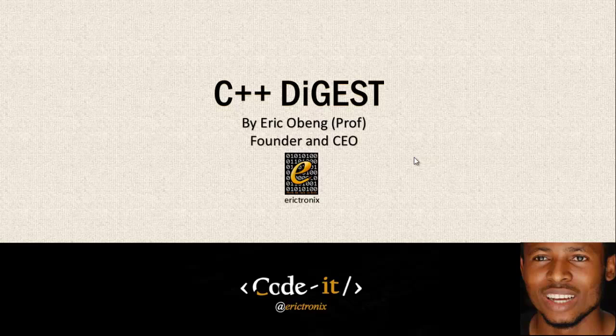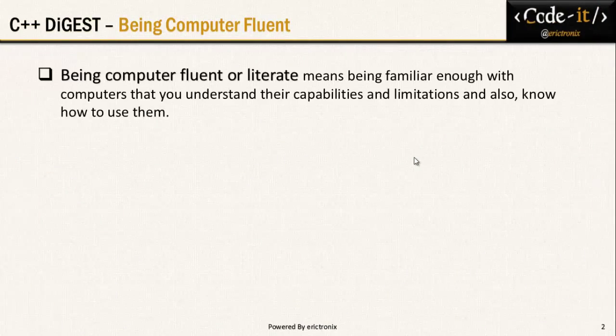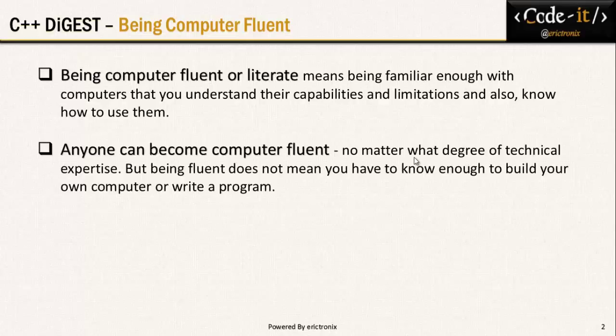Let's get started. Being computer fluent or literate means being familiar enough with computers that you understand their capabilities and limitations and also know how to use them. Being computer fluent also means more than just knowing about the parts of a computer. Becoming computer fluent will help you better understand and take advantage of future technologies. Anyone can become computer fluent, no matter what degree of technical expertise.